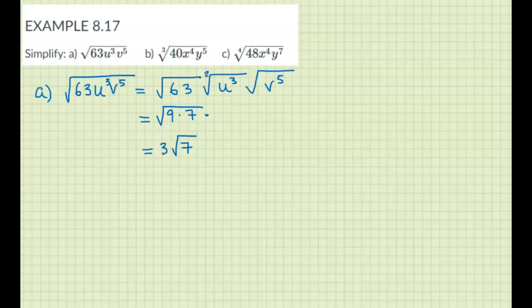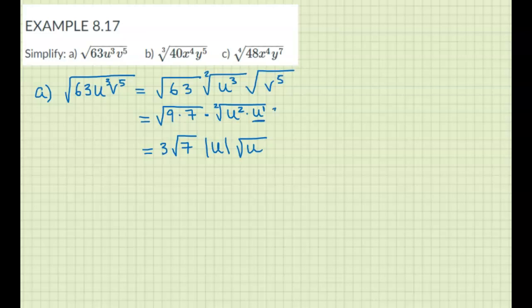Now let's look at the u's. This is an index of 2. You want something that divides by 2. So we're going to separate them: u to the 2, u to the 1. Then we can do this division. So we get u with absolute value, and then square root of u, which comes from here.